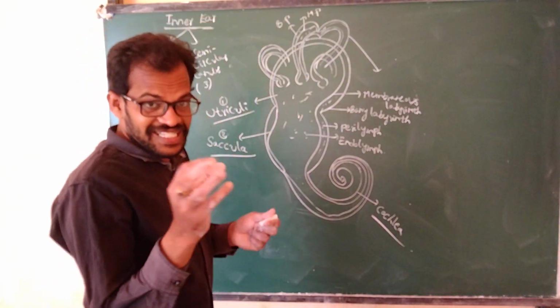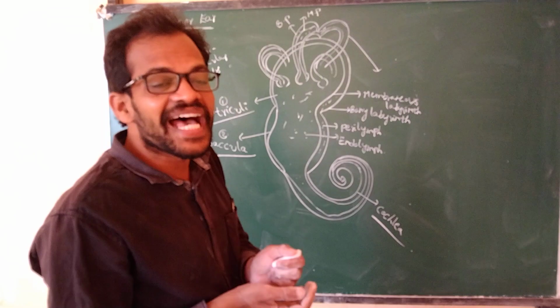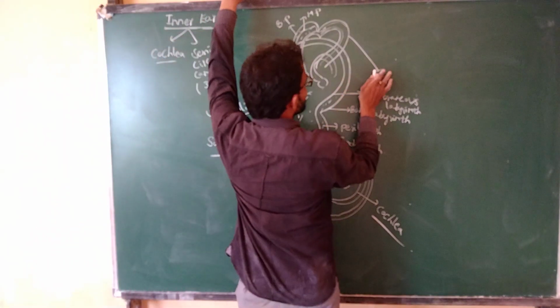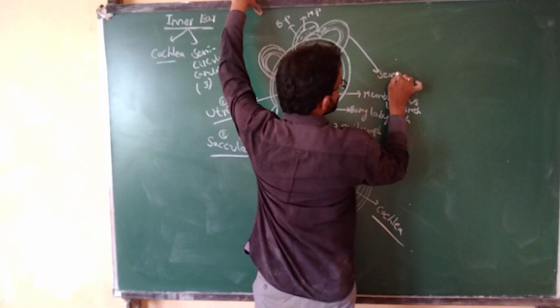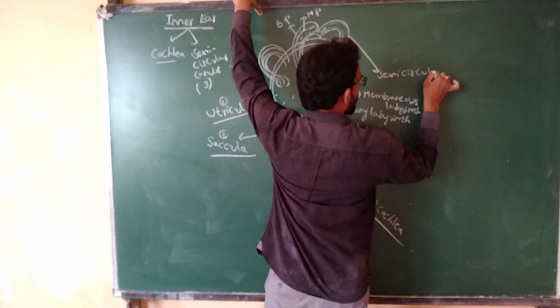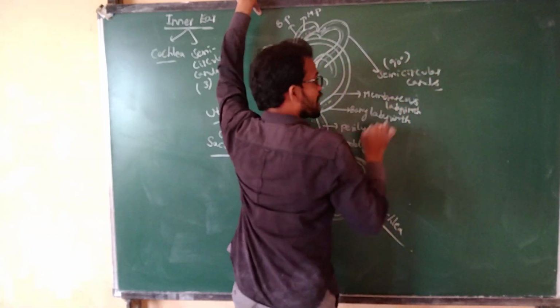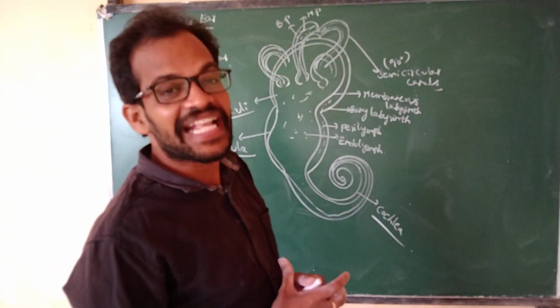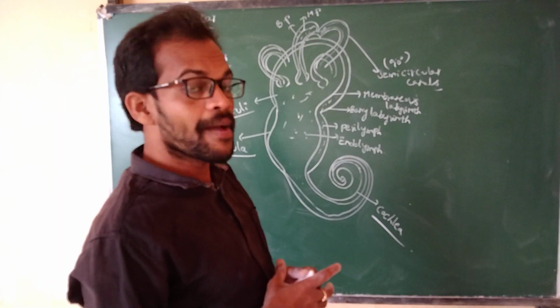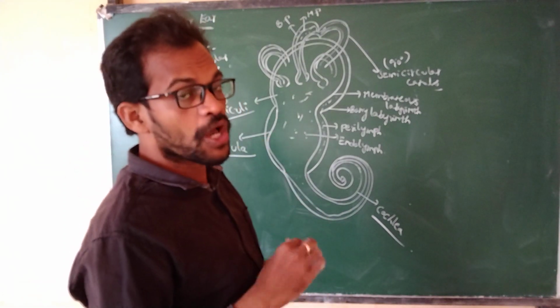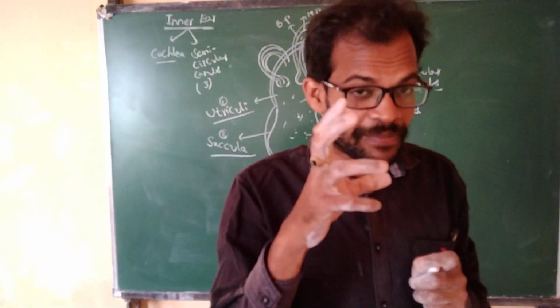There are small bulges at the end of the semicircular canals. These three semicircular canals are arranged at 90 degrees, in a perpendicular manner. The outer part is made up of the bony labyrinth. The inner part is made up of the membranous labyrinth.